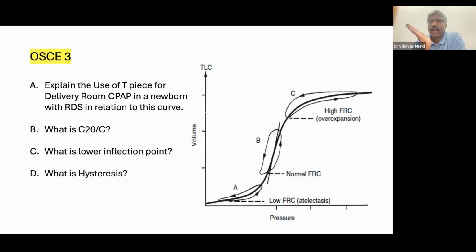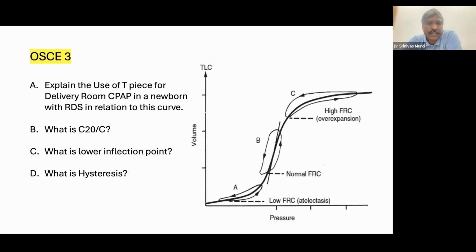Beaking means the angle should ideally be at least 80% of the steep part. If this angle is less than 80% of the steep part, then that means there is significant beaking, overinflation of the lung. You may have to decrease the PIP or PEEP.